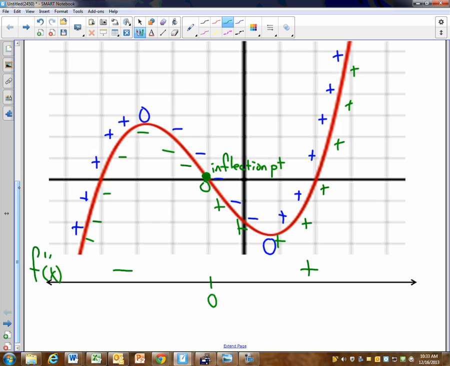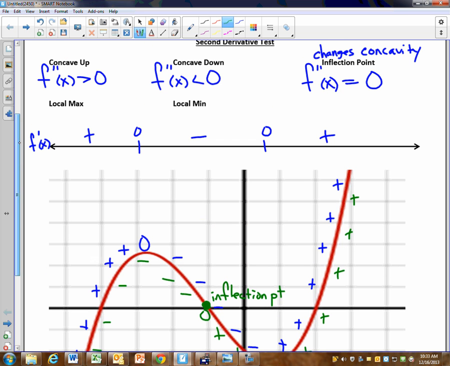So how do we test to see whether or not it's a local max? If f double prime of x is negative, then it's a local max. If f double prime of x is positive, it's a local min. And that gives us the information we need to know. What do you think?